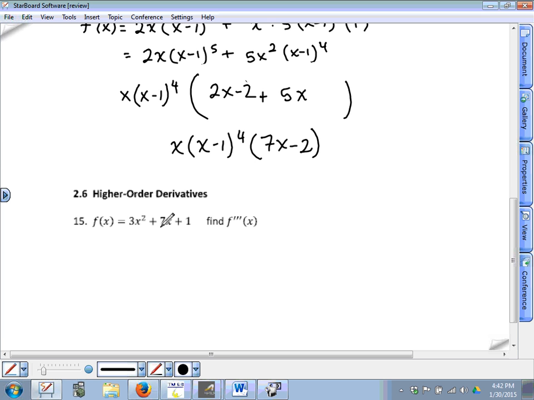Okay, so for question 15, a higher order derivative, it's just a derivative of a derivative of a derivative in this case. So to find the first derivative, that's going to be 6x plus 7. Okay, the second derivative is the derivative of the first derivative, which is going to be 6. And then the third derivative is the derivative of a constant, which is 0.